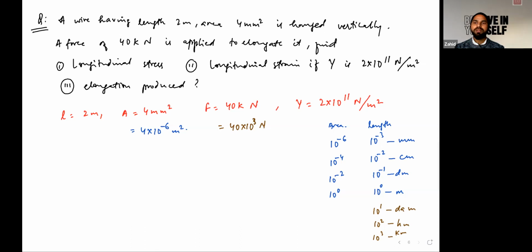You have to calculate longitudinal stress. You can't find elongation produced first without knowing these terms. Okay, Prachi?